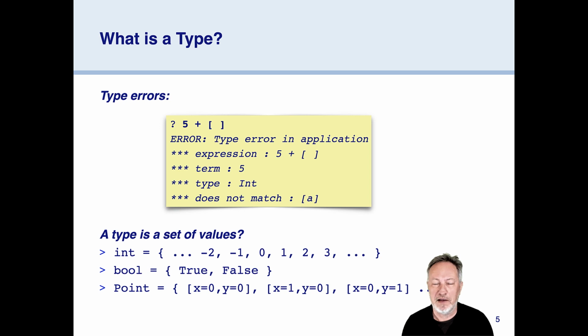So what's actually going on here? One way of thinking of a type is as a set of values. So the set of integers is the set of numbers, of negative and positive integers and 0. The type Boolean consists of the values true and false. Points are an unending list of possible point values. So that's one possible and sensible way of thinking about types.